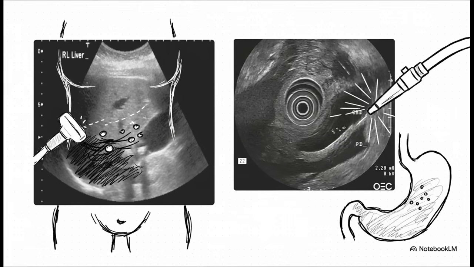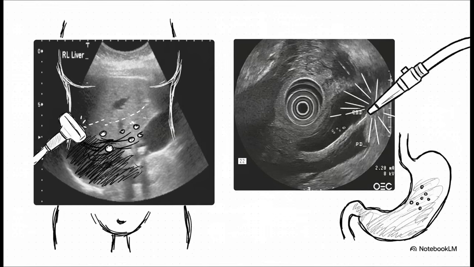Speaking of ultrasound, we actually use two completely different approaches. On the left is the standard external transabdominal ultrasound. You can clearly see gallstones sitting right in the neck of the gallbladder, and notice how they cast that dark acoustic shadow right behind them.